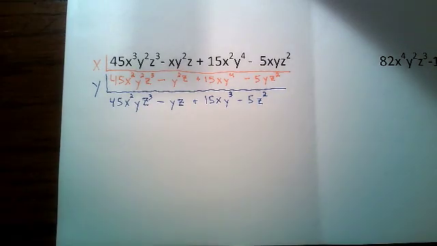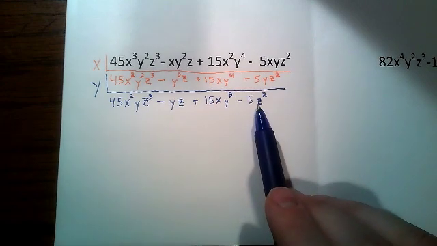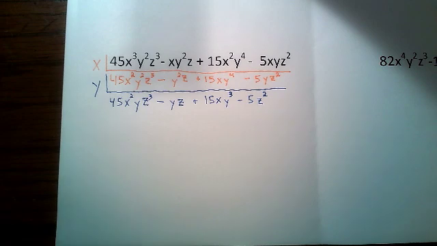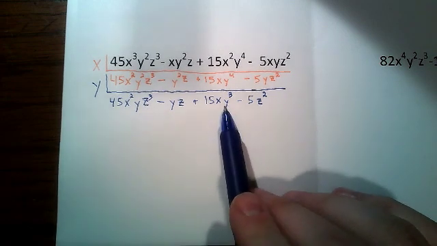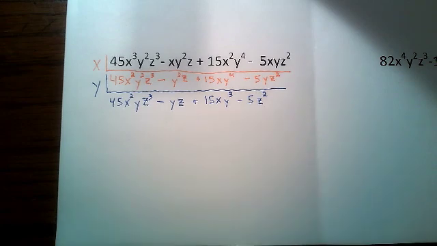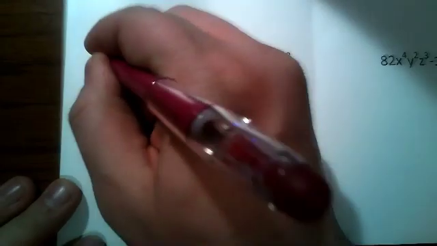Now, are there any more y's that we can take out? No, there's no more y's. What about z's? So that has a z, that has a z, this one does not. So I can't take out any x's anymore, any y's anymore, any z's, or any numbers, so I think I'm done. So my greatest common factor is right here.